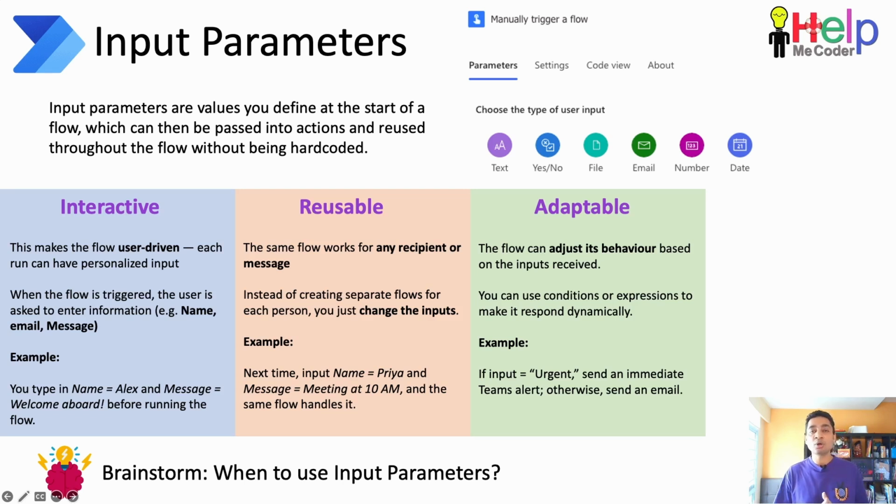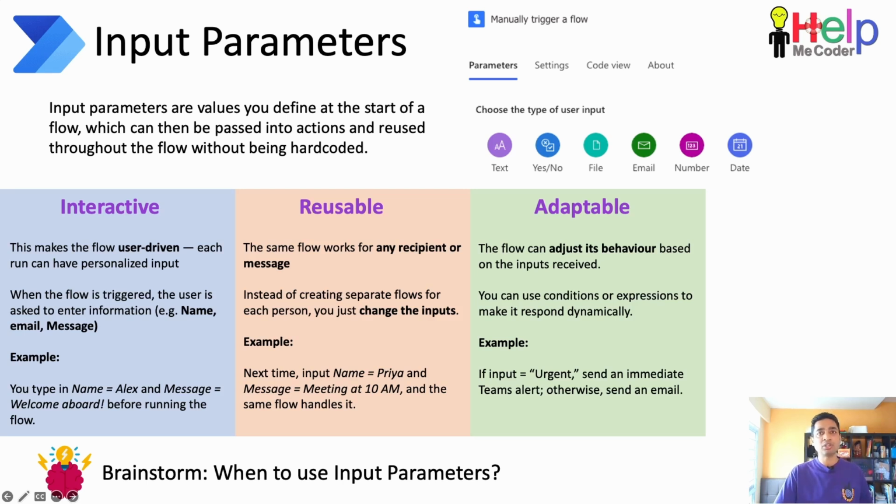Okay, so now let's brainstorm on when to use input parameters. There are many reasons when you can use input parameters. The first is when you are triggering the flow manually. There are cases when you trigger a flow manually, whether you are doing it from Power Automate itself or you have a button click event in Power Apps, so then you can run the triggers manually.